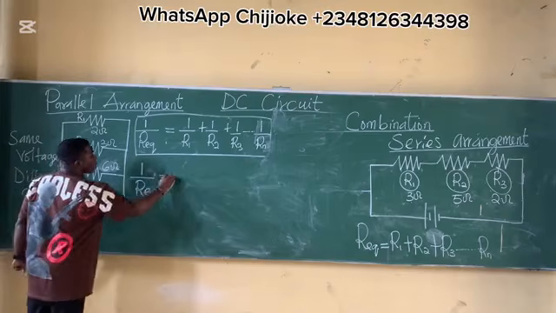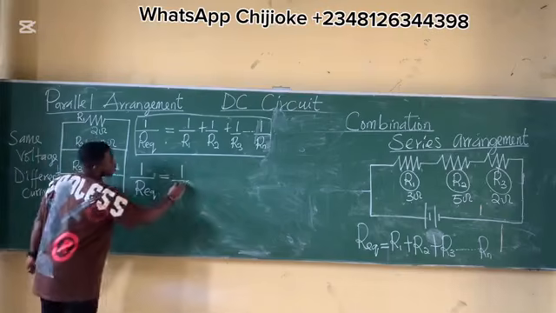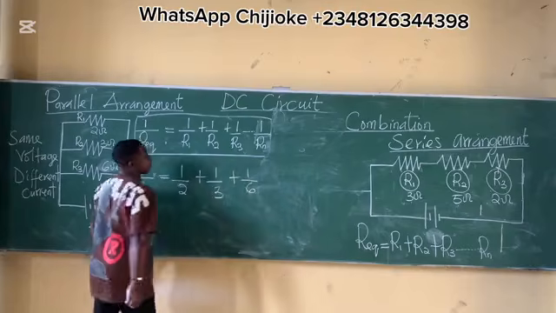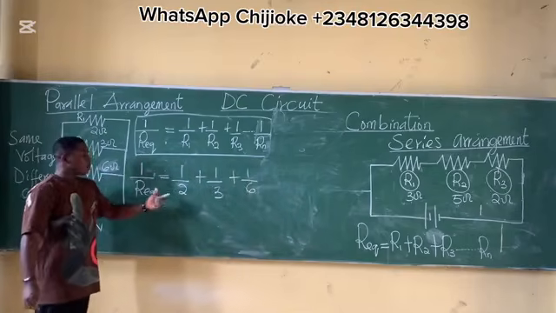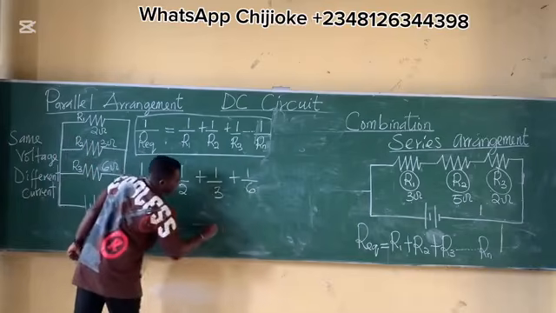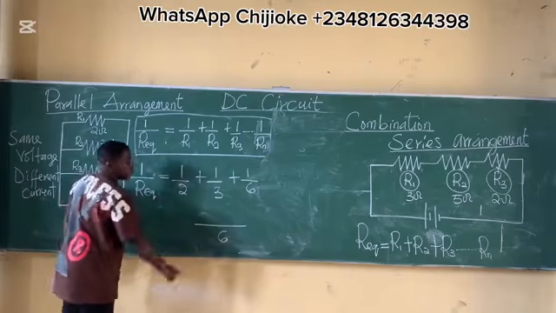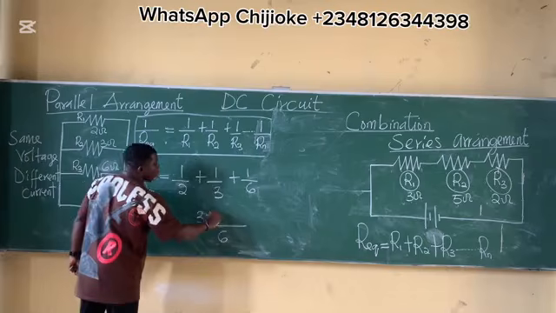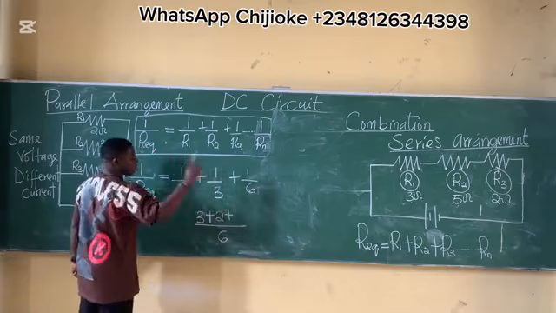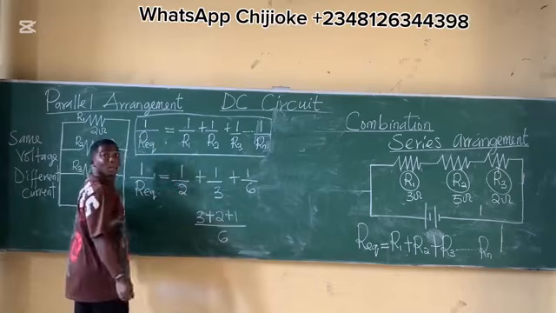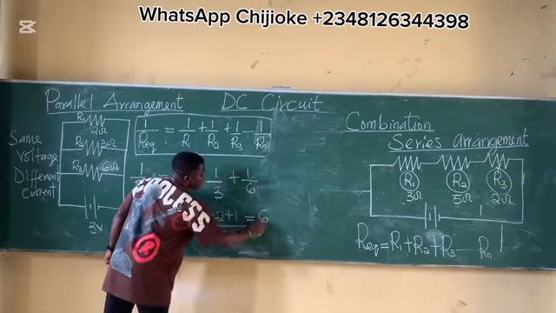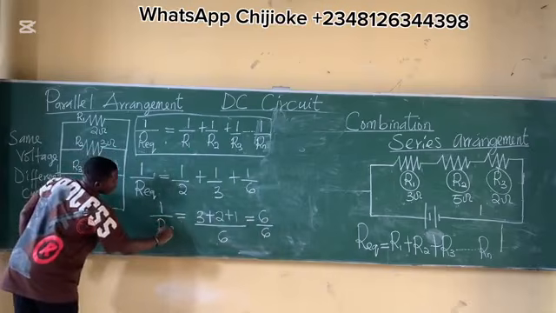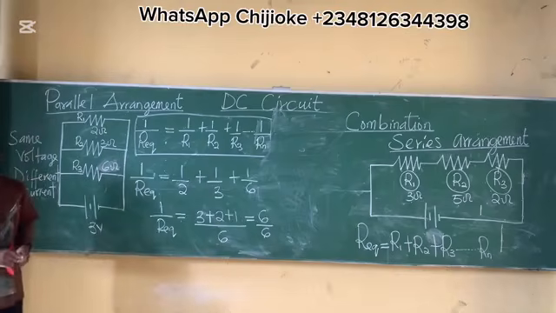1 over R equivalent is 1 over 2 plus 1 over 3 plus 1 over 6. Now we solve this as a fraction. The LCM of 2, 3, and 6 is 6. 6 divided by 2 gives 3, 3 times 1 is 3. Plus 6 divided by 3 gives 2, 2 times 1 is 2. Plus 6 divided by 6 gives 1, 1 times 1 is 1. At the end, 3 plus 2 plus 1 is 6 over 6. It means that 1 over R equivalent is equal to 6 over 6, and that is 1.